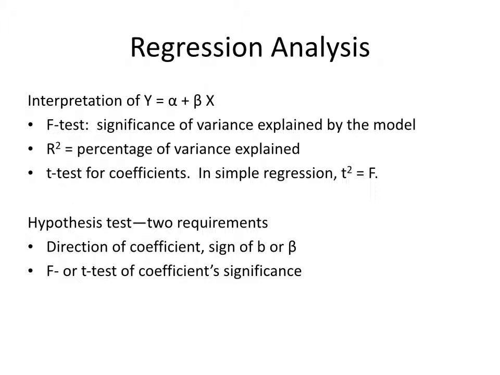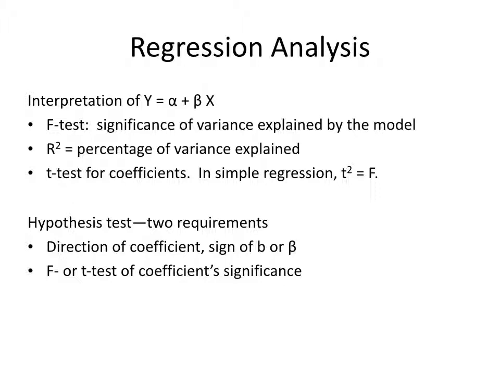And finally, one looks at t-tests for individual coefficients. Now, in a simple linear regression, there's only one explanatory variable, so there's only one t-test. And in that simple regression, of course, we would expect to see a perfect correspondence between the t-test of the variable and the f-test of the overall model, because that's all the model is, an examination of the relationship between those two variables. And in fact, t squared equals f mathematically.